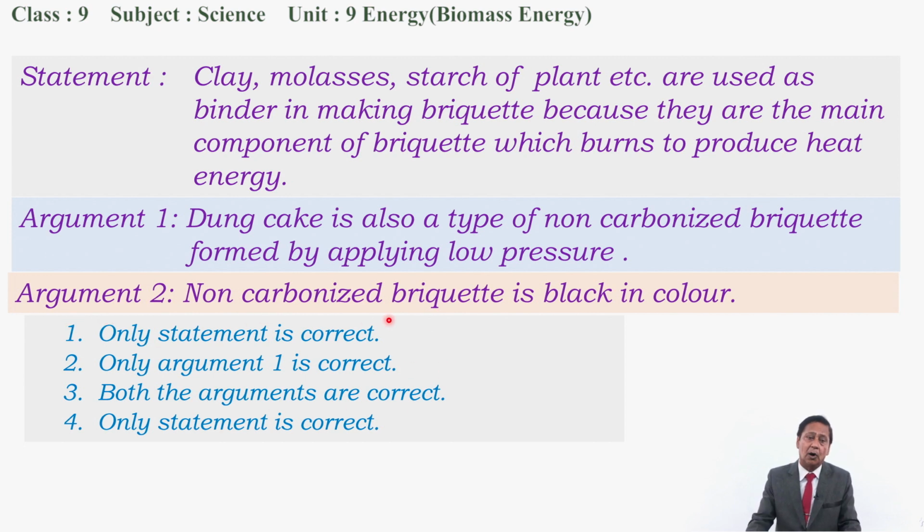Okay, look at the second argument. Non-carbonized briquette is black in color. No, this is wrong because carbonized briquette is black in color. Non-carbonized briquette takes the color of its biomaterial. Whatever material is used, it takes the same color. That's why argument 2 is incorrect. So number 3, both the arguments are correct, is not correct. Now number 4, only statement is correct. The statement was previously decided to be wrong. So after all, we have to come to number 2. Only argument 1 is correct because dung cake is actually non-carbonized briquette which is formed by applying low pressure. Yes, we have to tick this one, the second option.